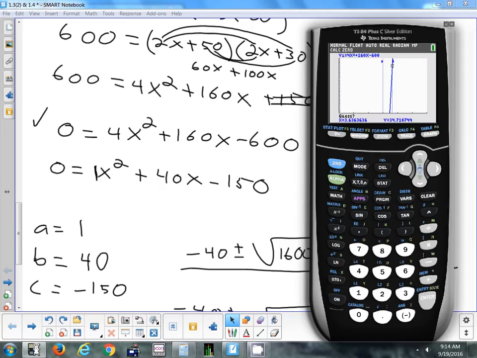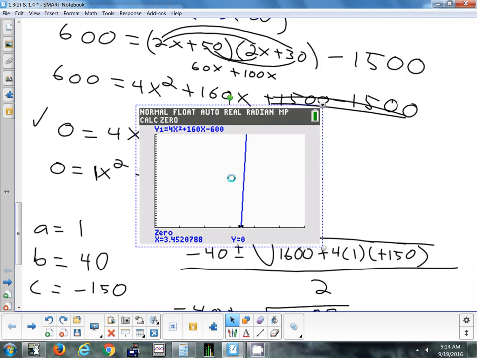Now it's going to look in between those two dotted lines for where it hits the x-axis. Because that's where x is 0, where it hits the x-axis. And it says the answer is 3.45. Okay. Exactly the same answer that we got using the quadratic formula.